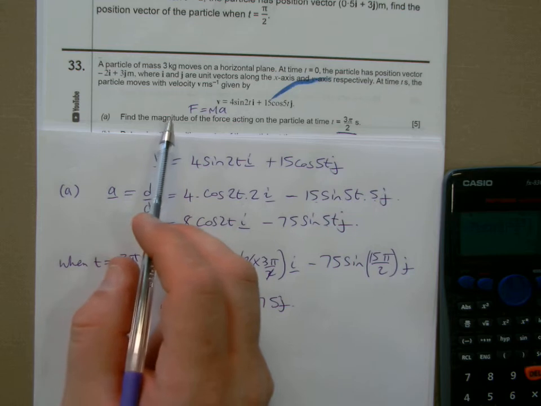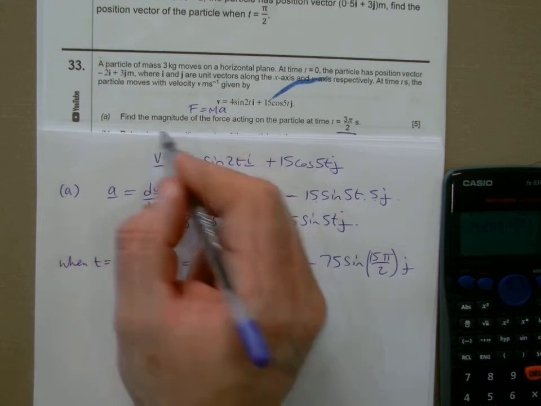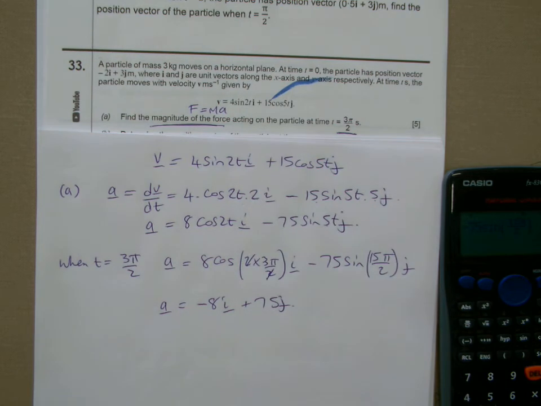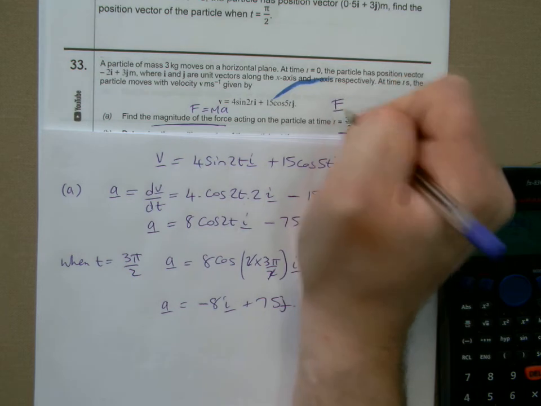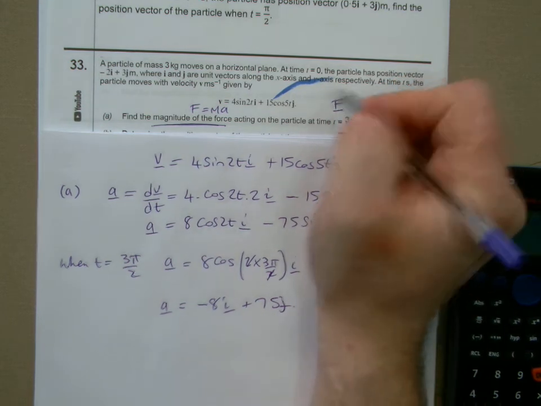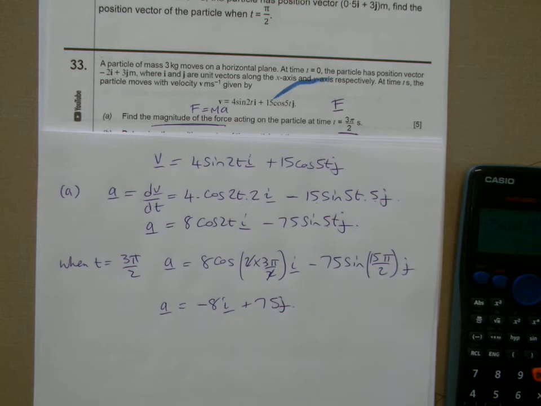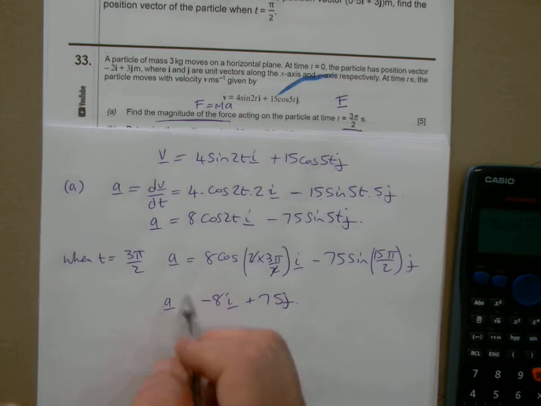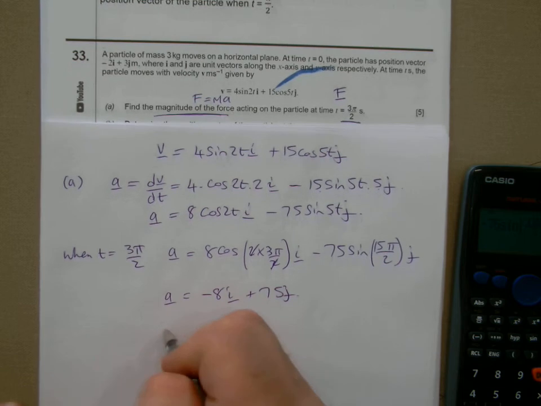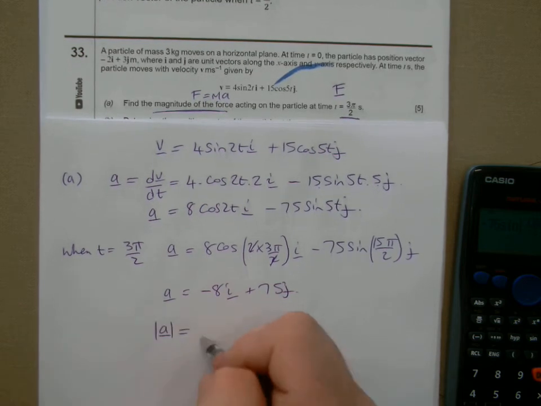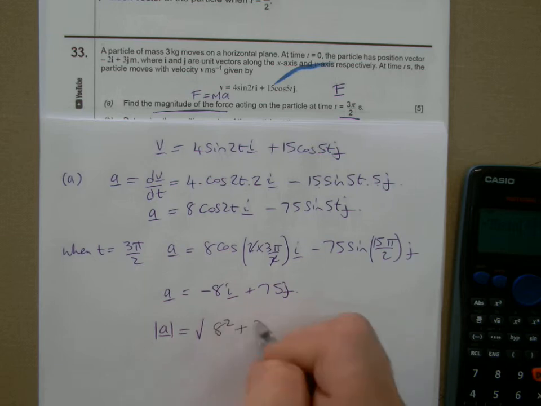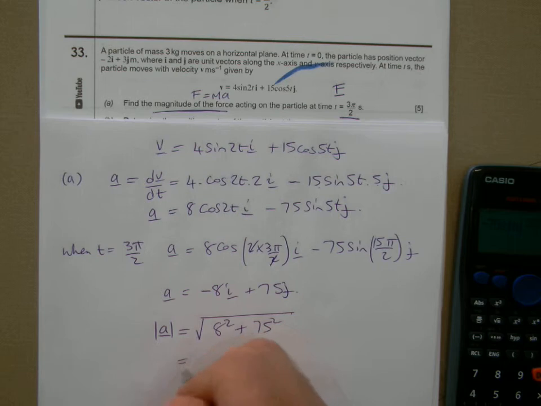Now, careful here, right? Because they're not asking for the force in vector form. They want the magnitude of the force, okay? They want the size of it. If they were asking for the force in vector form, they would put it in bold, but they don't want that, they just want the size of it. So what we need to do here is get the magnitude of this, and remember, just do the modulus. It's like using Pythagoras, okay? So we square those two, add them, and square root, okay?